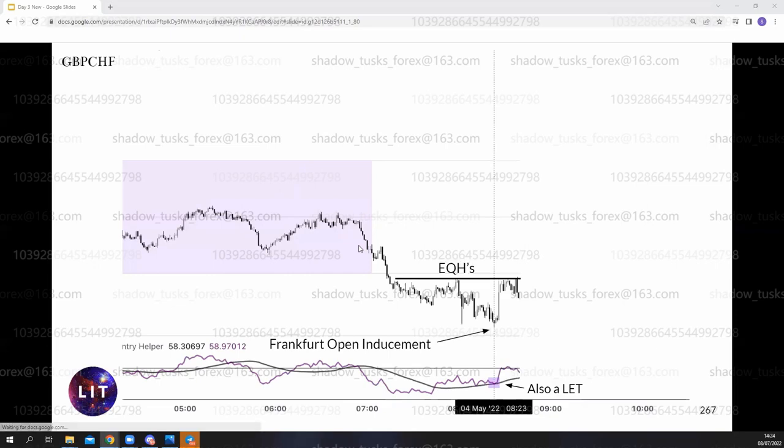Essentially equal highs. So we've had our inducement low also being a LET, so that's lovely. We also have equal highs. What is that? Triple tops, not a quadruple top just yet. But we're getting this rejection, so we have a target to the high side, meaning, of course, at minimum, we can expect price to at least tap above here.